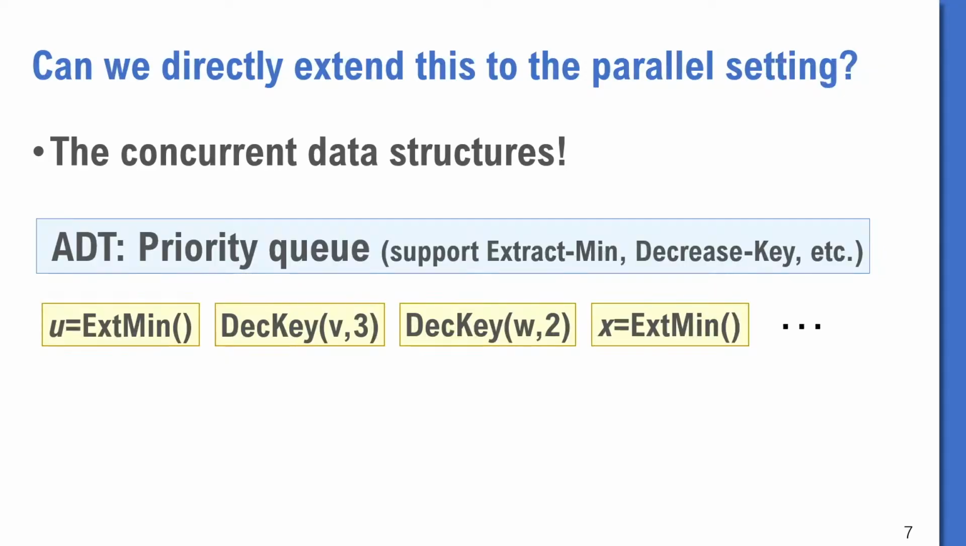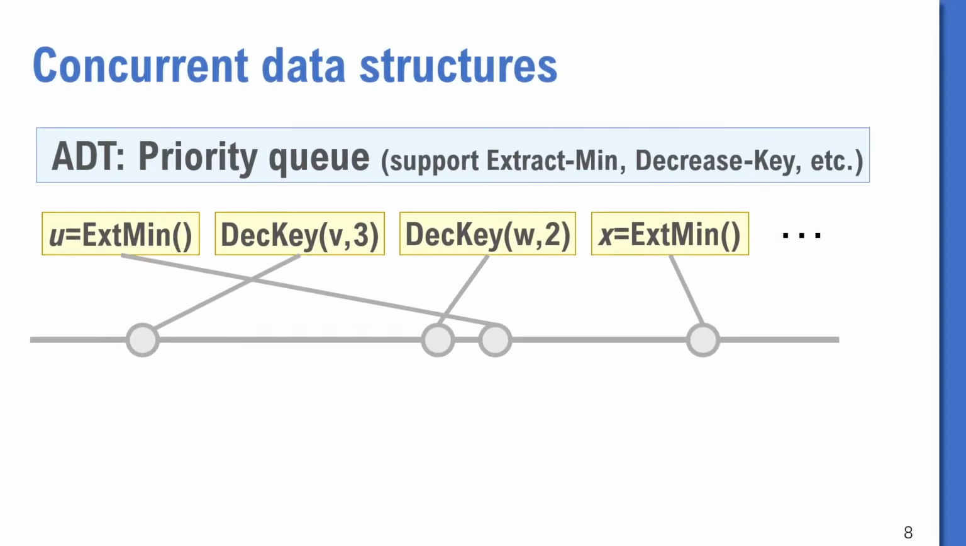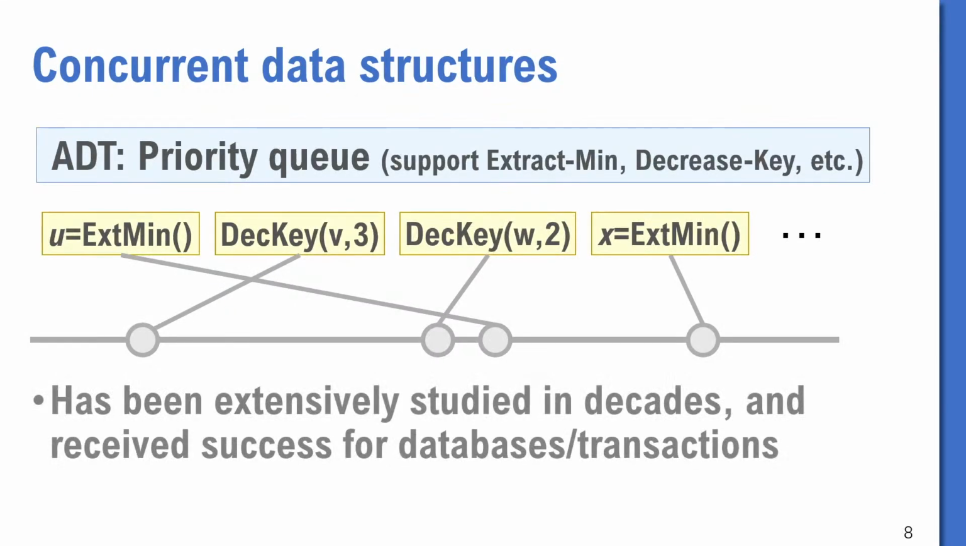The idea is I'm going to run them together as long as the consequence is similar to linearizing them in a sequential order, then I'm good. This is simple, and people have been studying this for decades, initiated by maybe Herlihy and a lot of pioneers, and it has received a lot of success in the past decades. The only thing is this is a pretty hard setting. If you work on concurrent data structures, you probably know how hard it is.